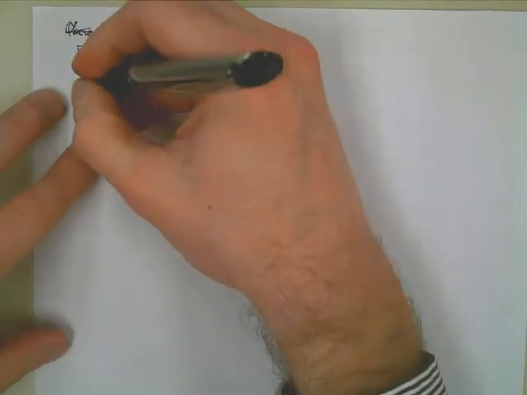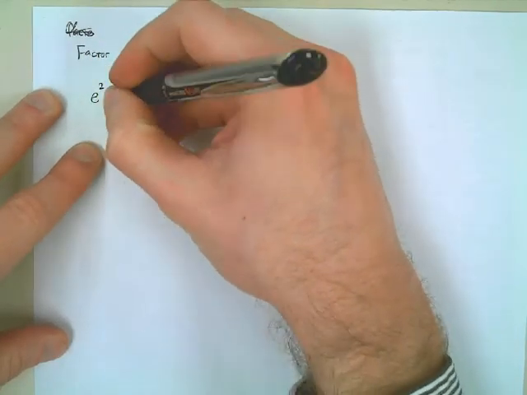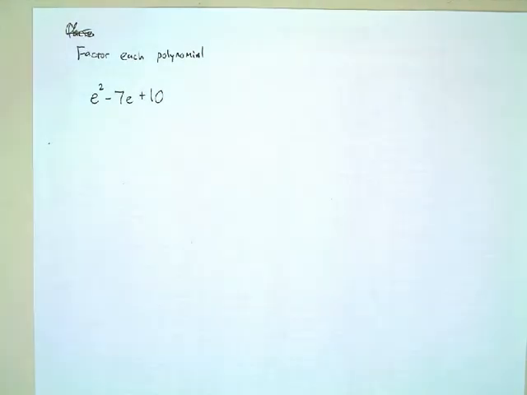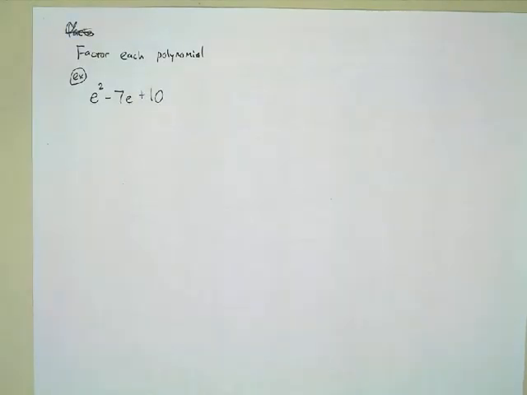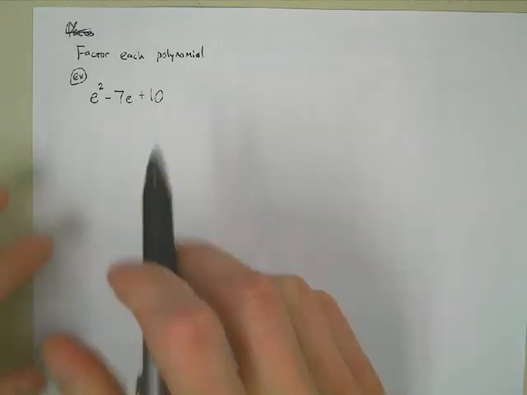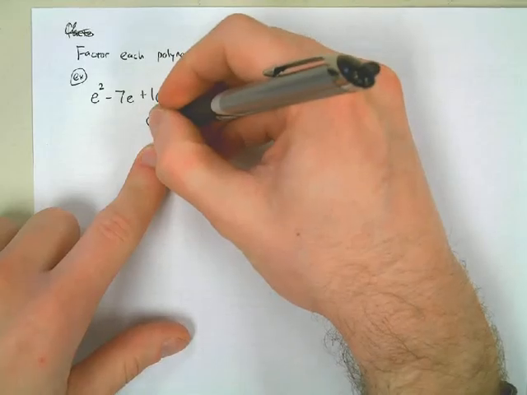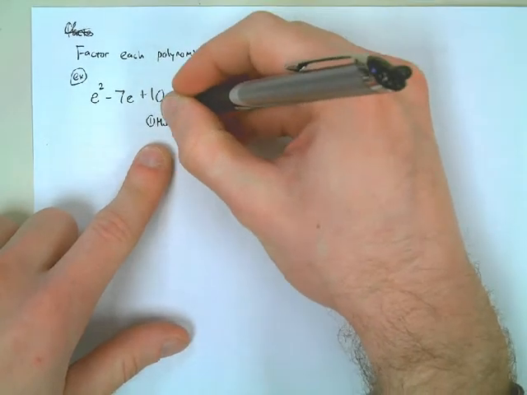Let's do e squared minus 7e plus 10. This one's a little bit different. We now have some subtraction in here. The principles are still the same. So this 10 here, we need to come up with two numbers that multiply to 10, still the same principle, but they should then also add to make what? Negative 7.